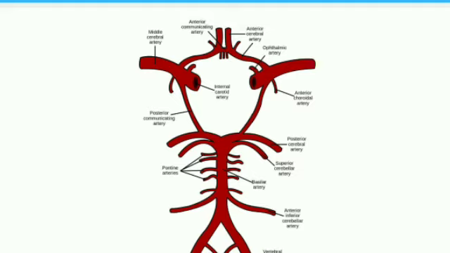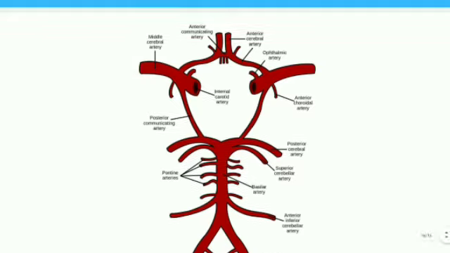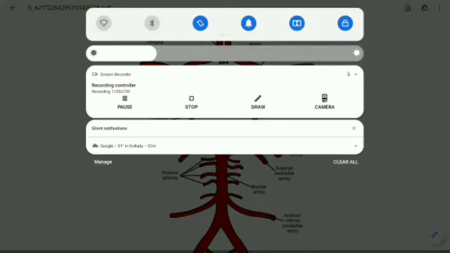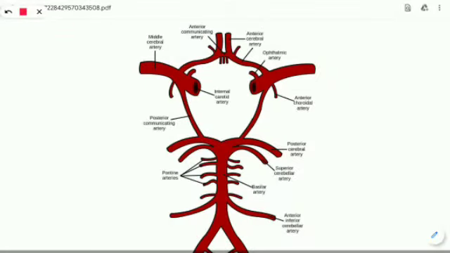Now the anterior cerebral artery forms the anterolateral part. Let me show you. This is the anterior cerebral artery. Okay. This is the anterior communicating artery which connects the right and left anterior cerebral arteries and forms the anterior part of the circle of Willis.